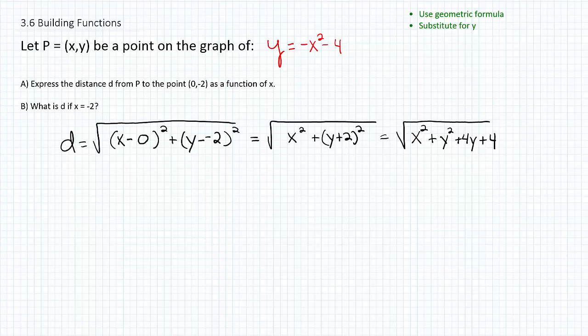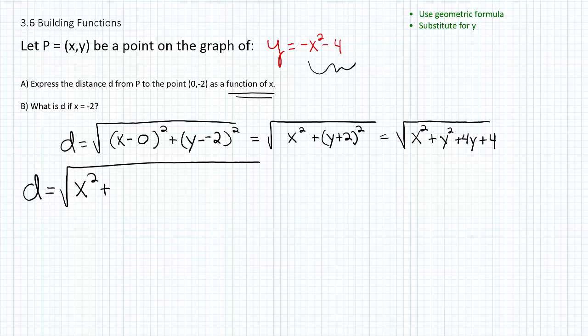Now from here, we've done what we can with the distance formula, but we need to get rid of the y because they asked us to express this distance as a function of x. As a function of x means that we can't have any y's in our statement. So we need to now substitute for y. All right, so we'll have d is equal to the square root of x squared plus y squared. Now for the y squared, we're going to plug in what y is equal to according to this function. That'll be negative x squared minus 4, and that guy is going to be squared.